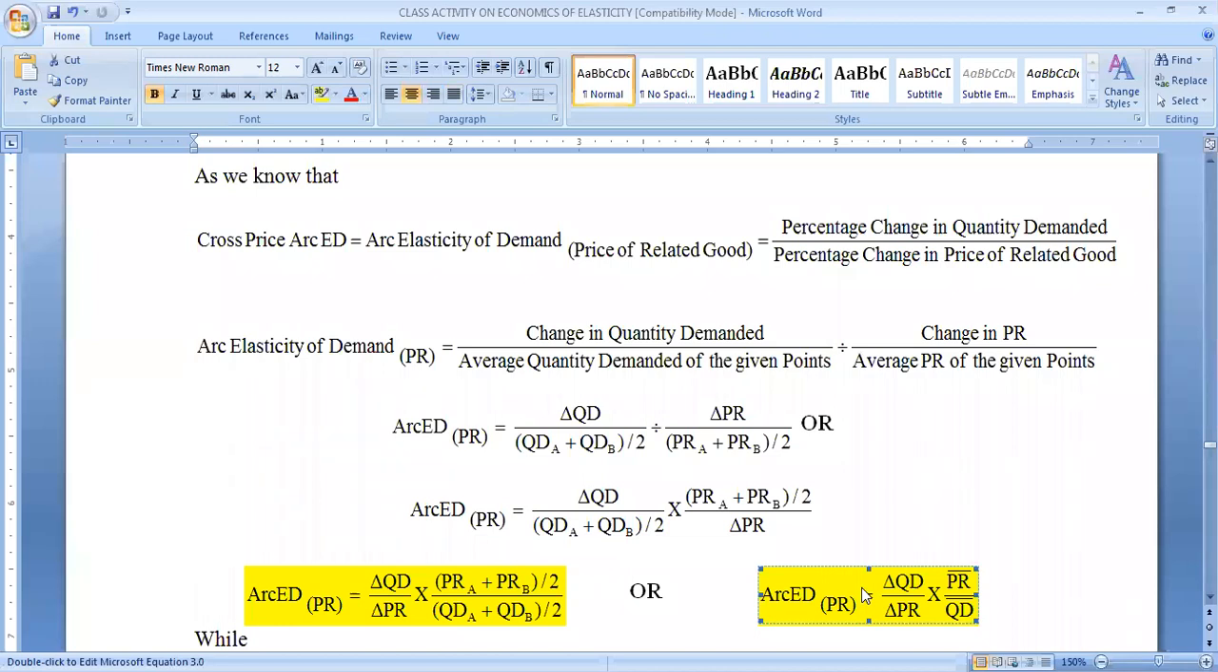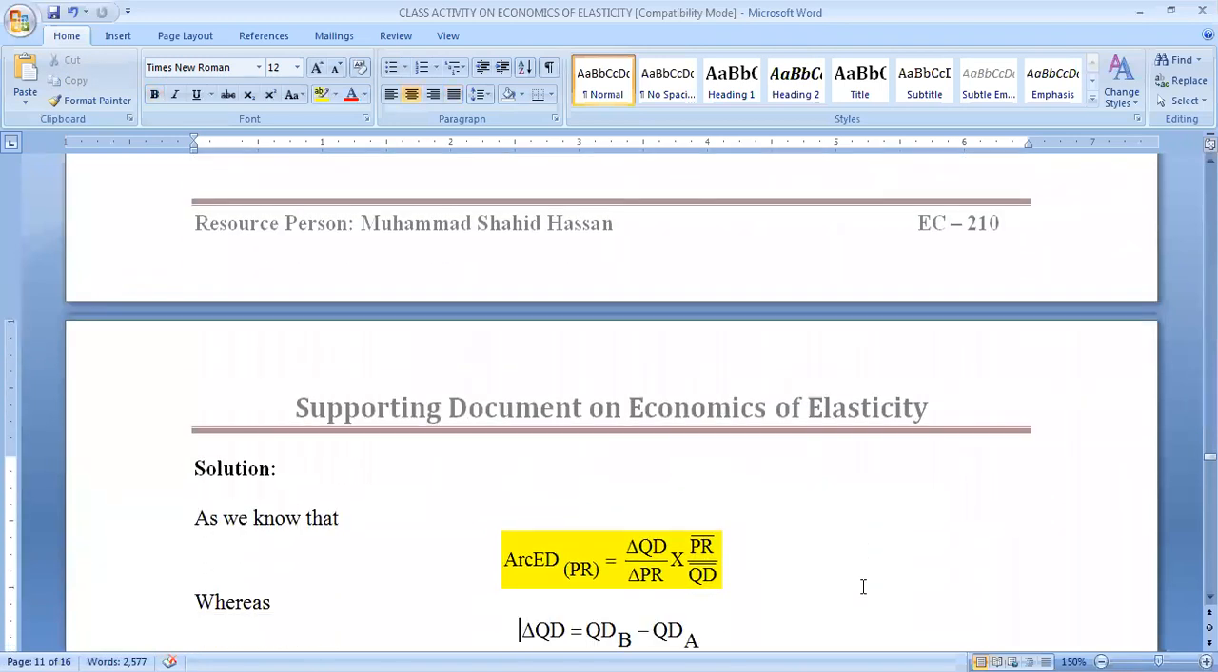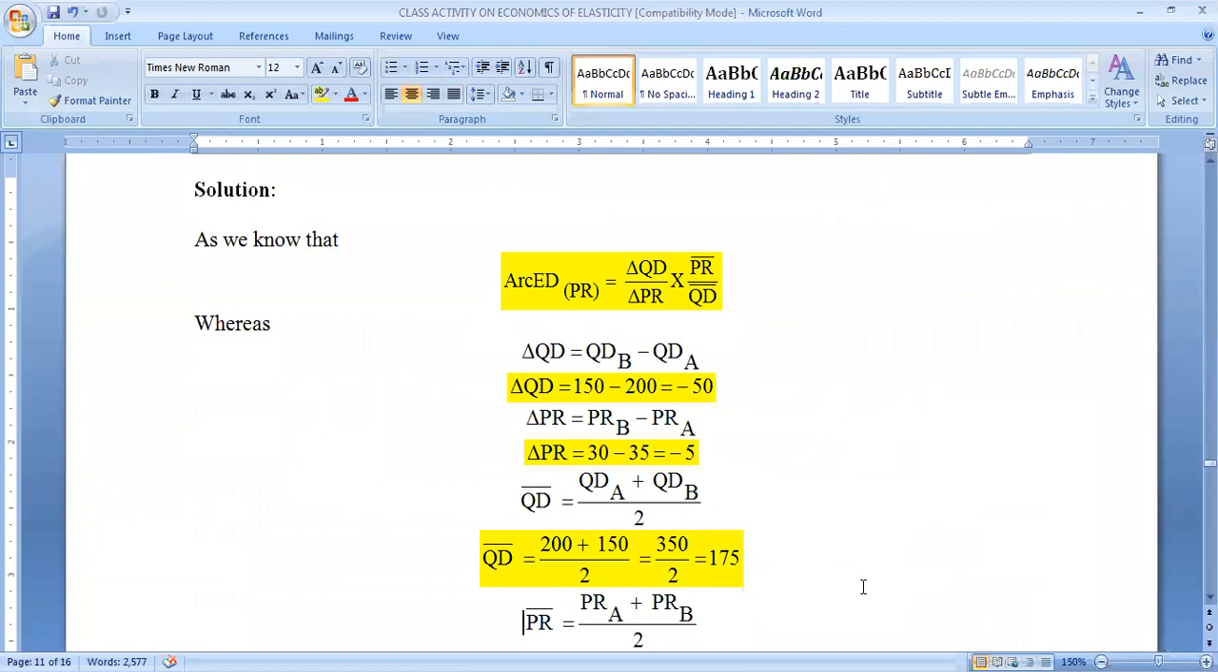Okay, now let's start our solution. This is the information which we are given. As we know, arc elasticity of demand with respect to price of related good equals delta QD over delta PR multiplied by PR bar over QD bar. So in this formula, we have four components: delta QD, delta PR, PR bar, and QD bar.